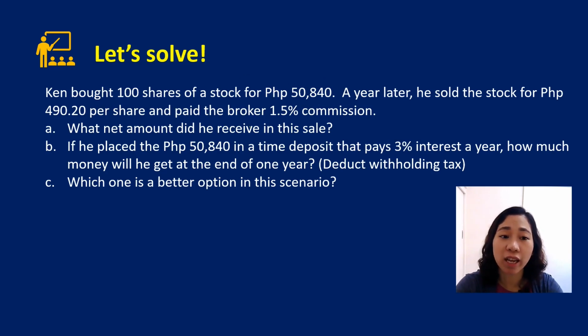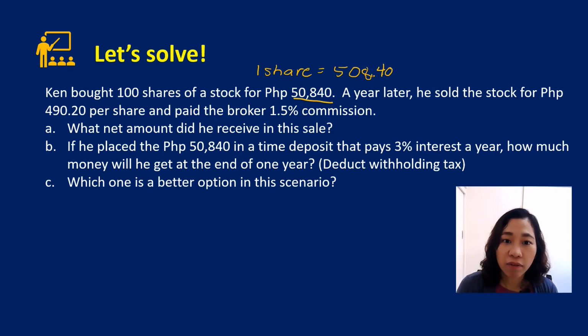50,840, but this is already 100 shares. So we can see here that one share, he bought one share for 508 pesos and 40 centavos. How did I get that? 50,840 divided by 100. Correct? Okay, but he was able to sell it only for 490 pesos and 20 centavos. But anyway, the question is, what net amount did he receive in the sale?